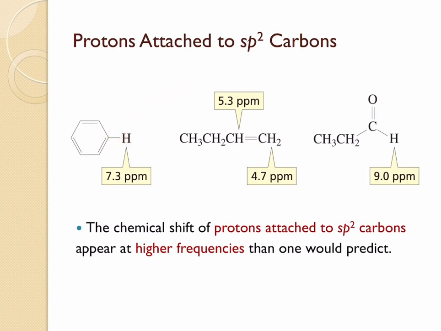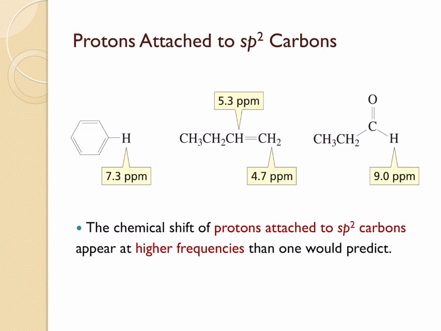Whereas if you take the alkene, these hydrogens which are connected to the sp2 carbons, they are going to come somewhere between 4.7 and 5.3 ppm. And similarly, the hydrogen in an aldehyde which is connected to the sp2 carbon is going to come somewhere between 9 and 10 ppm. Now, these unusual chemical shifts are due to an important phenomenon called diamagnetic anisotropy.